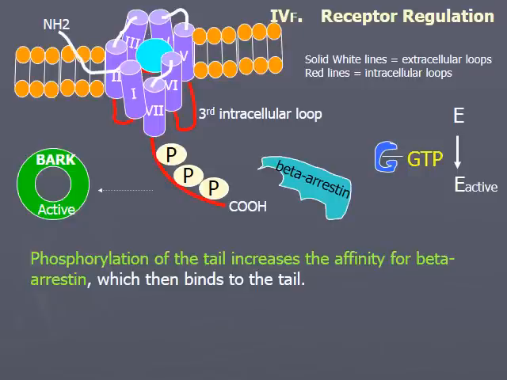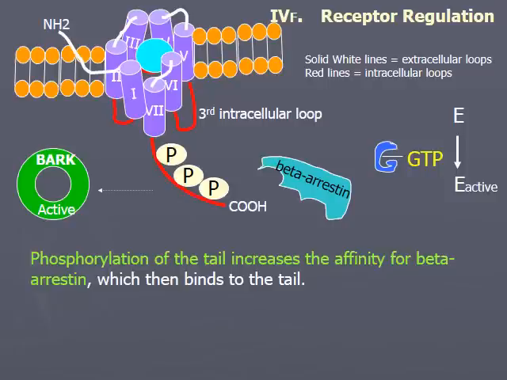I don't know if you've noticed, but I've drawn the tail as having flipped now. It's exhibited a conformational change. Remember, phosphorylation does something to a substrate. It changes it a little bit. And so the tail wiggles or moves or changes its conformation closer to the third intracellular loop. At this point, that other protein, beta-arrestin, gets involved.